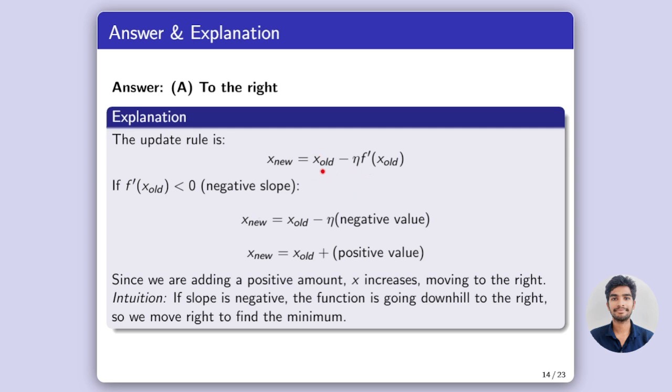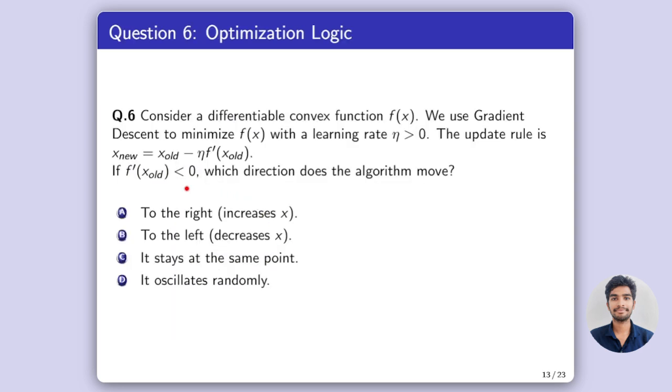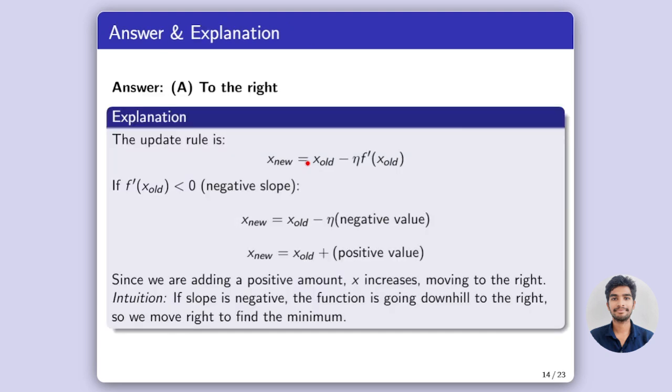Like mx plus c, the negative slope occurs here. For the negative slope, we are adding a positive amount, so x increases, moving to the right. For the negative slope, we are applying that positive value. Here observe that the learning rate is greater than 0.